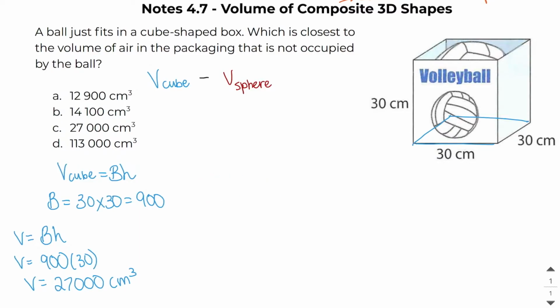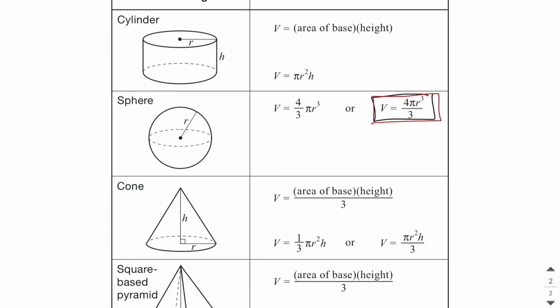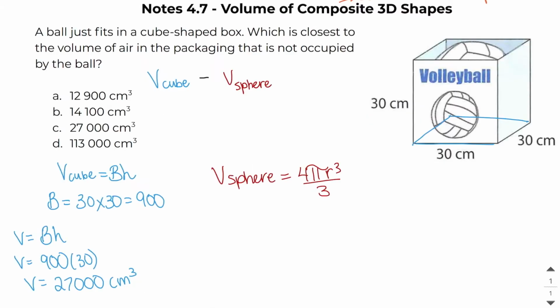Now we want to find the volume of the sphere. To find the volume of a sphere, let's look at our formula sheet, which is 4 pi r cubed over 3. Here's the thing though, what is the radius of my sphere? Well, we know that the ball just fits inside that box, so straight across this whole diameter has to be 30. If the diameter is 30, then the radius has to be 15.